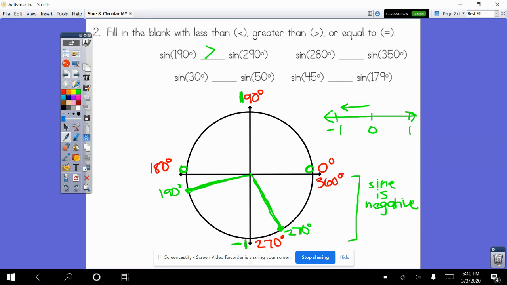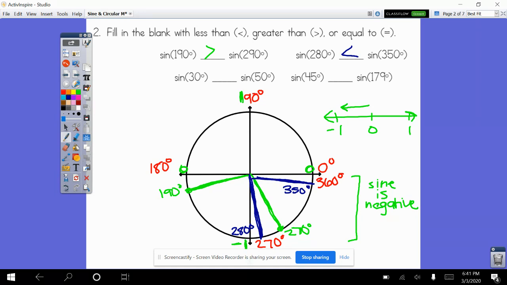So sine of 280, let's see, 280 is a little past 270. Sorry, here we go, 280. And then 350 is a little before 360. So again, I just really need to look at which angle is at a higher point. That's going to be my bigger sine value. And my angle that's at a lower point is going to be my lower sine value. So 350 is higher up, so sine of 350 is bigger than sine of 280.